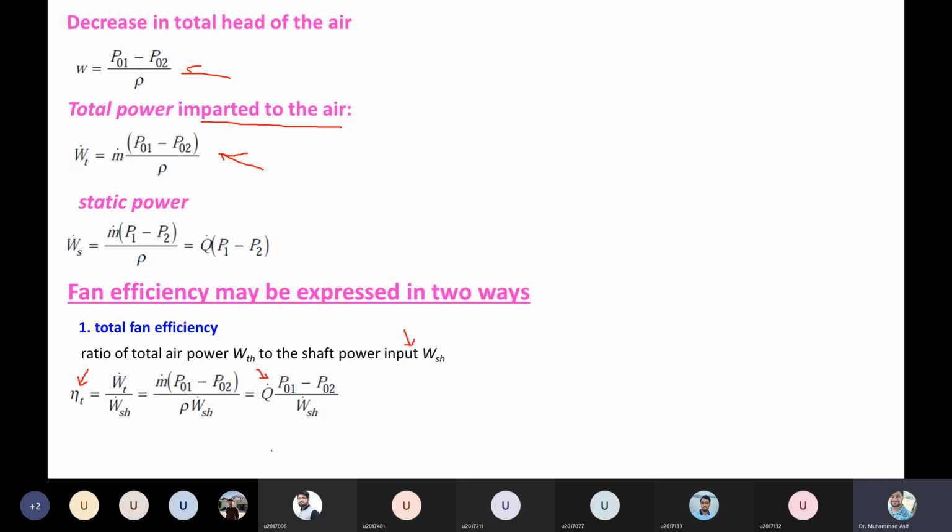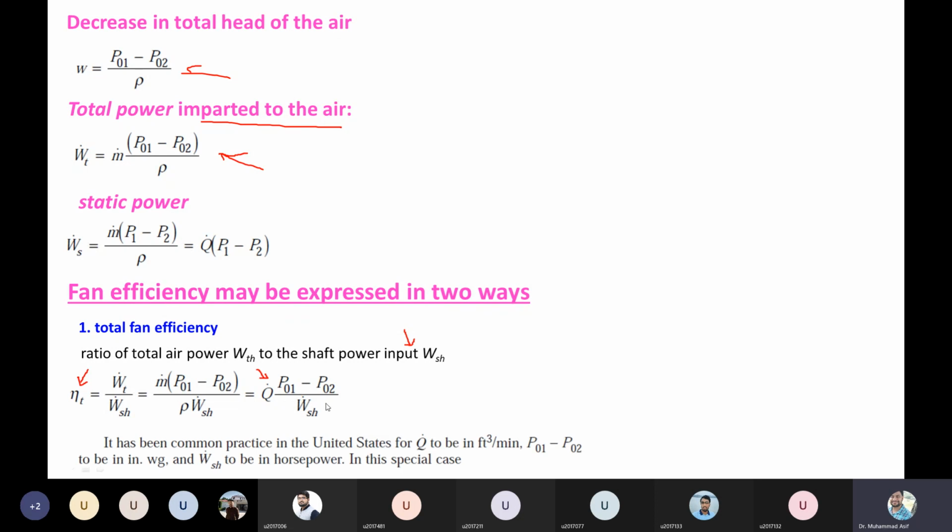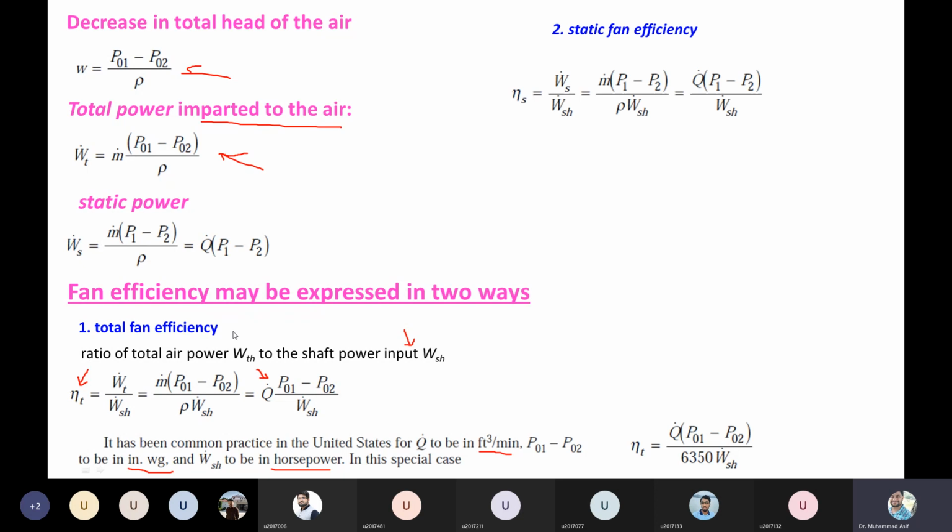Normally in the USA, the flow rate is taken in cubic feet per minute, and the total pressure is normally expressed in inches of water gauge, and the shaft power is normally represented in horsepower. So by putting these units, the above equation can be written, and this factor, 6350, can be included just for the unit conversion. Similarly, the second way of expressing the fan efficiency is by using the static fan efficiency.